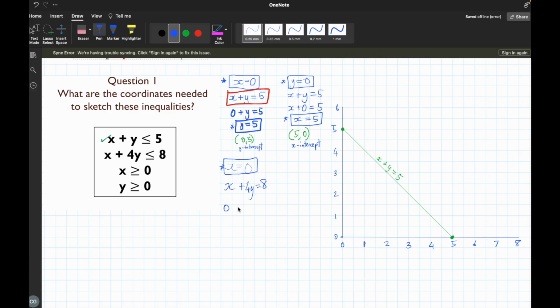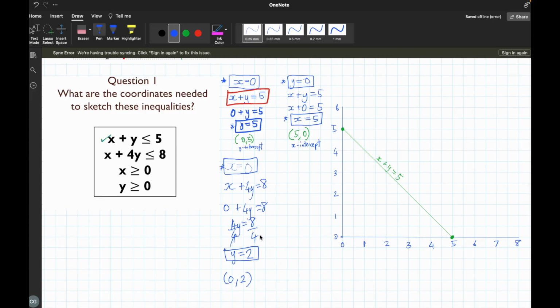So then we get 0 plus 4y is equal to 8. Now, what's 0 plus 4y? 4y. So we'll end up with 4y is equal to 8. Now, how do you think we could get y by itself? Divide both sides by 4. Excellent. So we divide both sides by 4, and then we're left with y is equal to 2. So then we have the coordinate for the y-intercept, which is (0, 2).